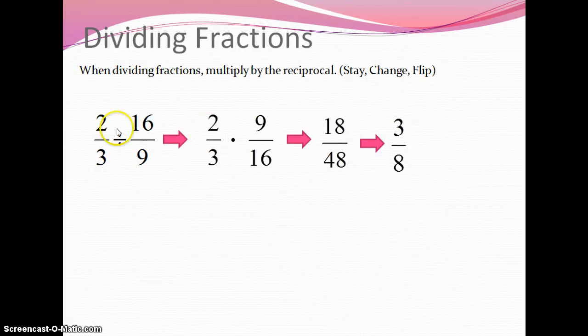Now some of you may have realized that you could cross cancel here. You have 3 and 9. 3 can be divided by 3, as can 9. So you could have simplified that. Here you have 2 and 16. 2 could be divided by 2, 16 could be divided by 2. If you cross canceled, you went from this step, skipped over the 18 over 48, and got directly here. So if you can cross cancel, it'll save you the extra step of reducing your final end answer. But if you're unsure of cross canceling, just go to this step and then reduce.